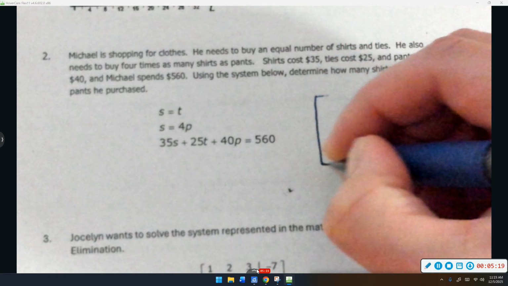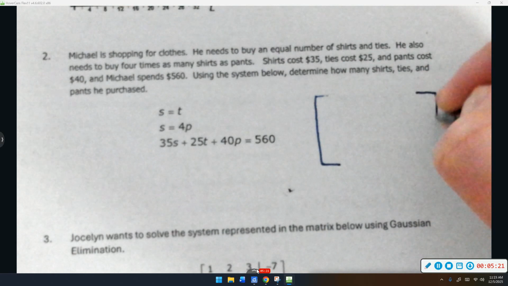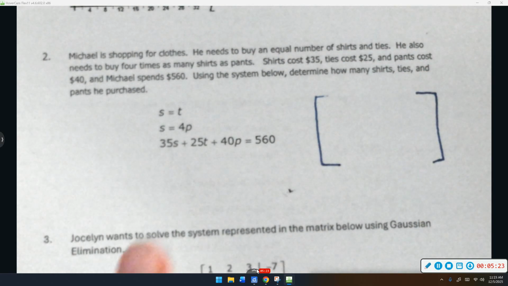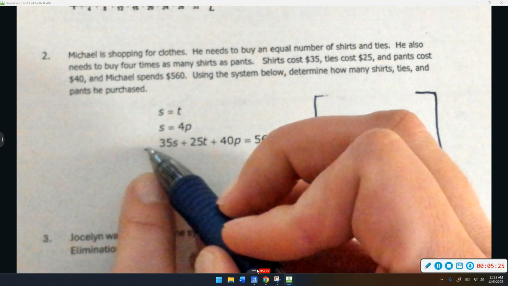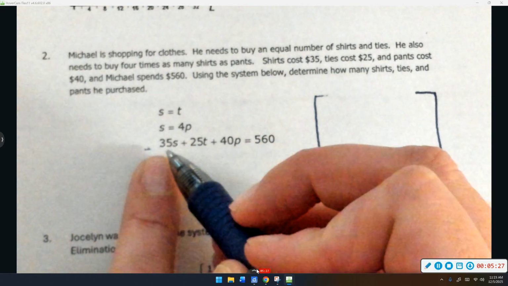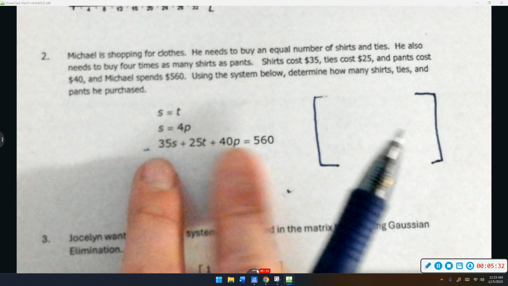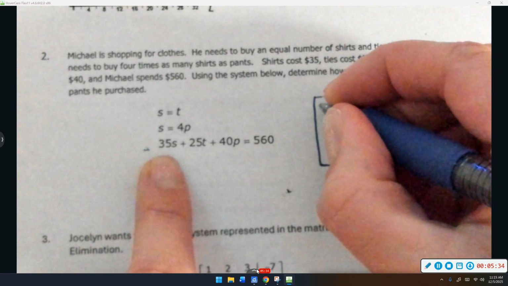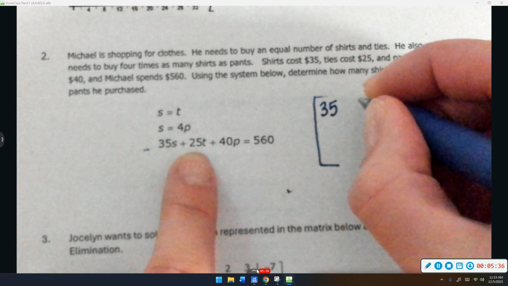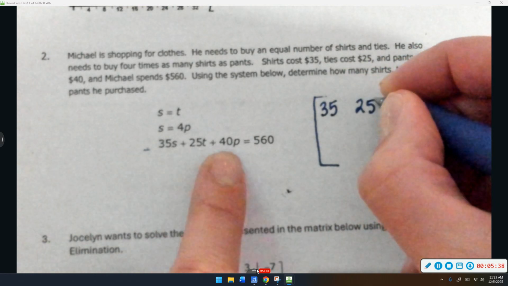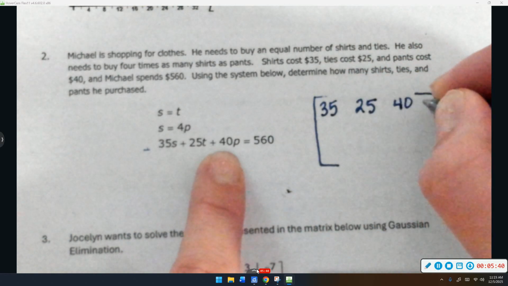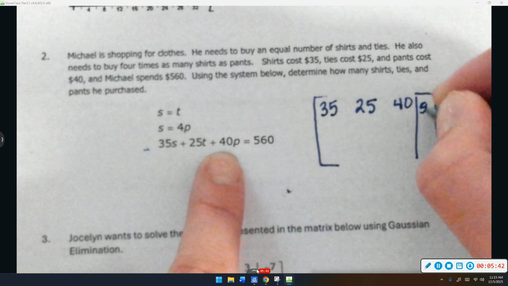So before I get a calculator, let me fill out my matrix. So I know this last equation is the last one, but I'm going to put it first because it's the only one I have that has all the variables in it. So I'm going to make that go first. So 35, and then 25, and then 40, and then line, and 560. Whoops.